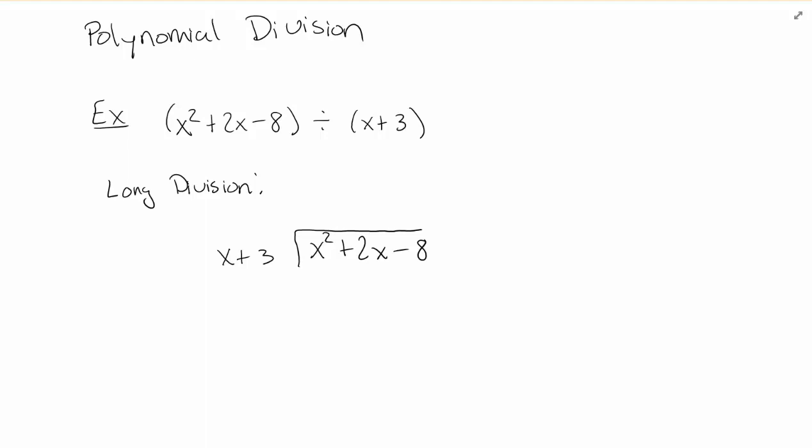Let's talk about polynomial division. So let's say I want to take x squared plus 2x minus 8 and divide by x plus 3. One way to do it is long division. So I have x squared plus 2x minus 8 set up to divide by x plus 3.